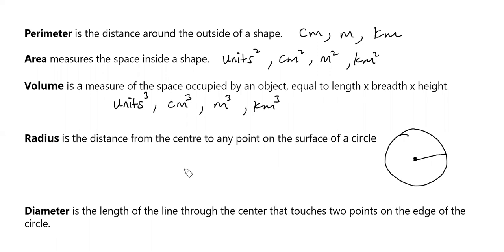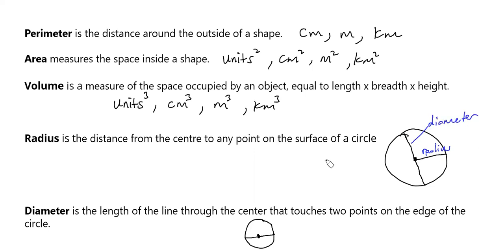What about diameter? When we're talking of diameter, it's a different story, because it is a line through the center that touches 2 points on the edge of the circle. So here is our diameter. The diameter has to pass through the center. So for example, here we can have a line coming from here, passing through the center, and this part here will be our radius. So we've got our radius, then we have got our diameter.